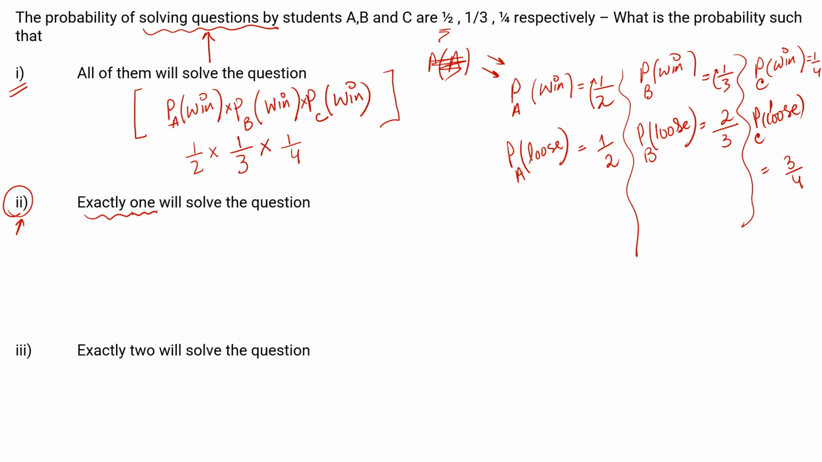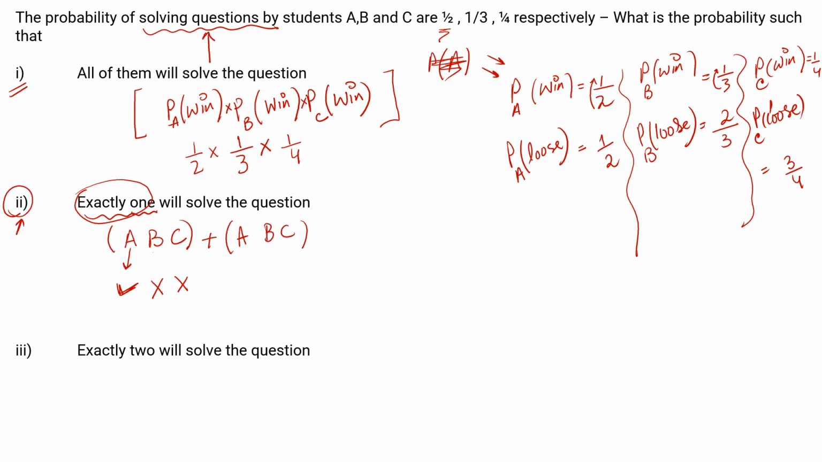What is meant by making the case? They are saying exactly one will solve the question. How many students are there? A, B and C. It means 3 students are there, right? If A solves the question, then the other two, B and C, will not solve the question. Okay, this is your first case. Now the second case.